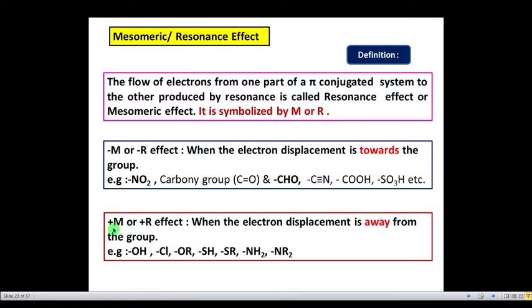The other category is the positive mesomeric effect or positive resonance effect. Here the displacement of electrons takes place away from the group. For example, if OH group, Cl group, OR group, SH group, SR group, NH2 group, NR2 like these substitutions are present in the benzene ring, they are responsible for electron displacement away from the group. So this is called the plus mesomeric effect or plus R effect. In the next slide we will discuss how the displacement takes place.